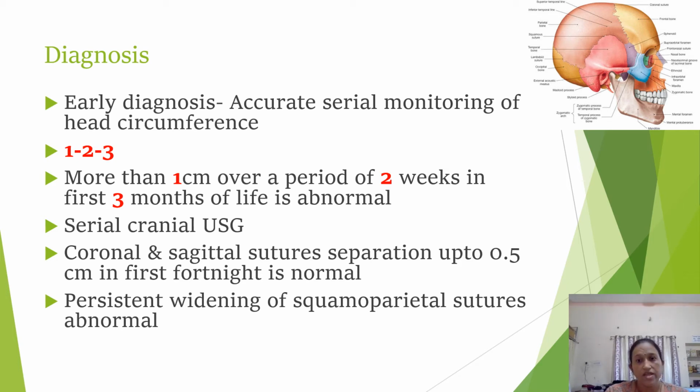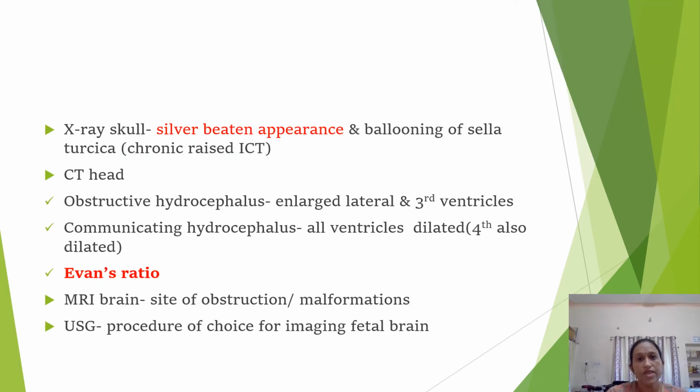parietal bone. Then the other is persistent widening of squamoparietal suture, that is the suture lying between the parietal bone and squamous bone. So this is squamoparietal suture. If persistent widening of this suture is there, then also it indicates that yes, this child may have hydrocephalus, and we should have an alert in our mind that please do monitor this child. Then X-ray of the skull gives a silver beaten appearance and ballooning of sella turcica because of effects of raised intracranial tension for a long time.